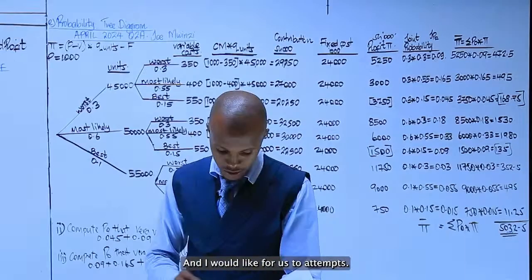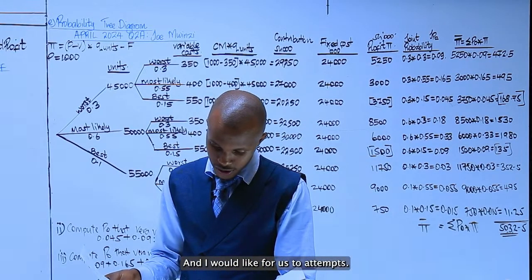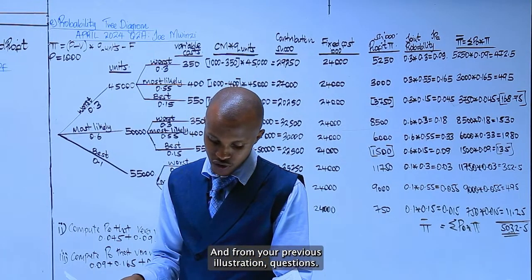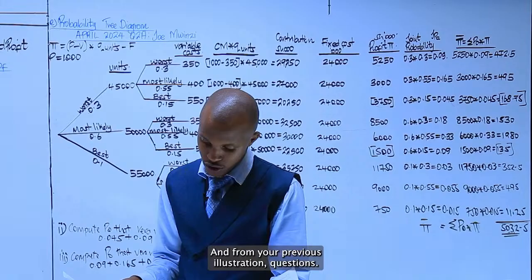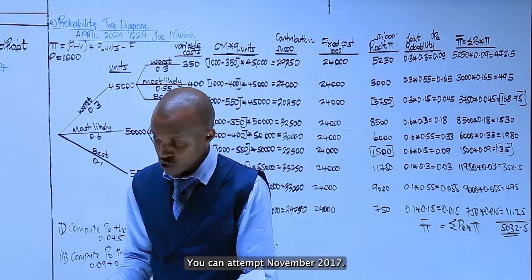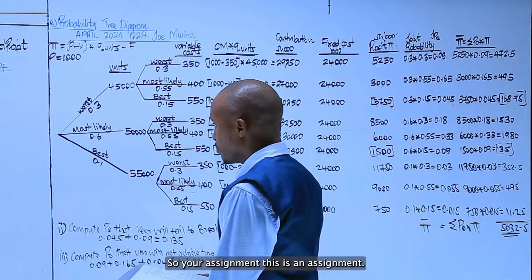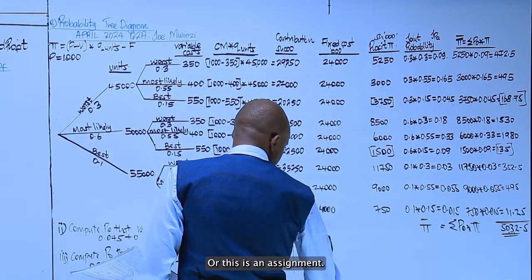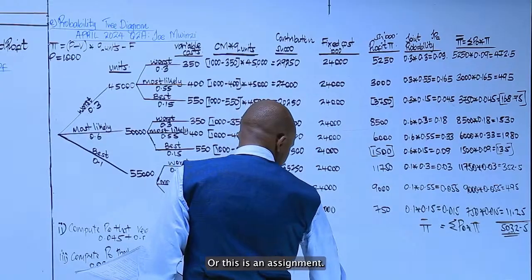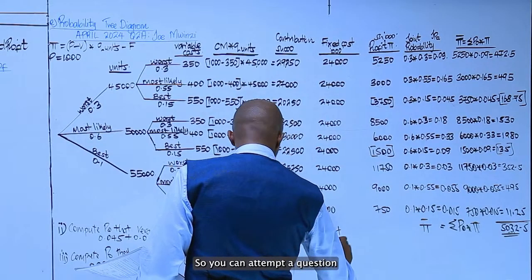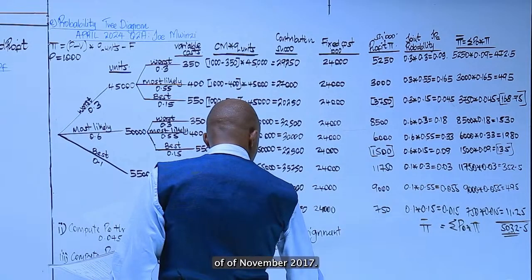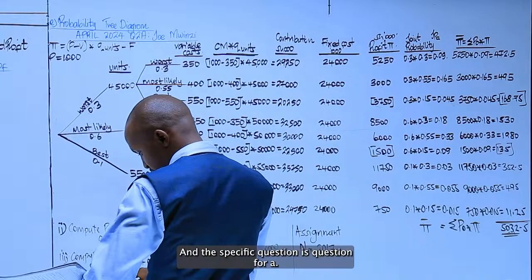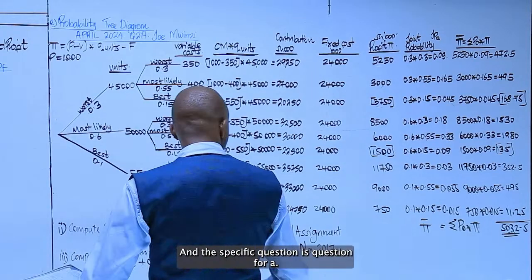And I would like for us to attempt a question. From your previous illustration questions, you can attempt November 2017. This is your homework, an assignment. The specific question is question 4A.